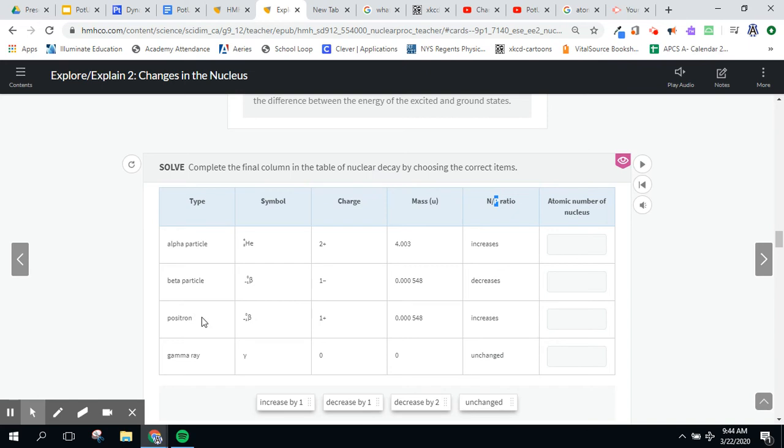The positron is the opposite. We have a proton that's releasing that positive charge as a positron, which means we have a proton turning into a neutron. And so the larger number on top makes this go up. And then the gamma rays are unchanged.